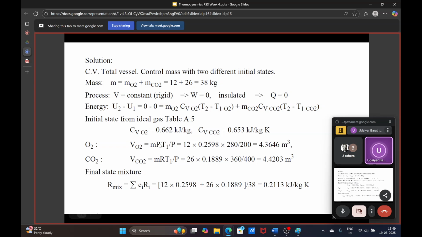To find out the final pressure, we'll first find out the initial volumes occupied by each of the gases. So the initial volume of oxygen is mRT1 by P, assuming the ideal gas equation, and we get 4.3646 meter cube. Similarly for carbon dioxide, mRT1 by P, we can estimate the volume of carbon dioxide to be 4.4203 meter cube.